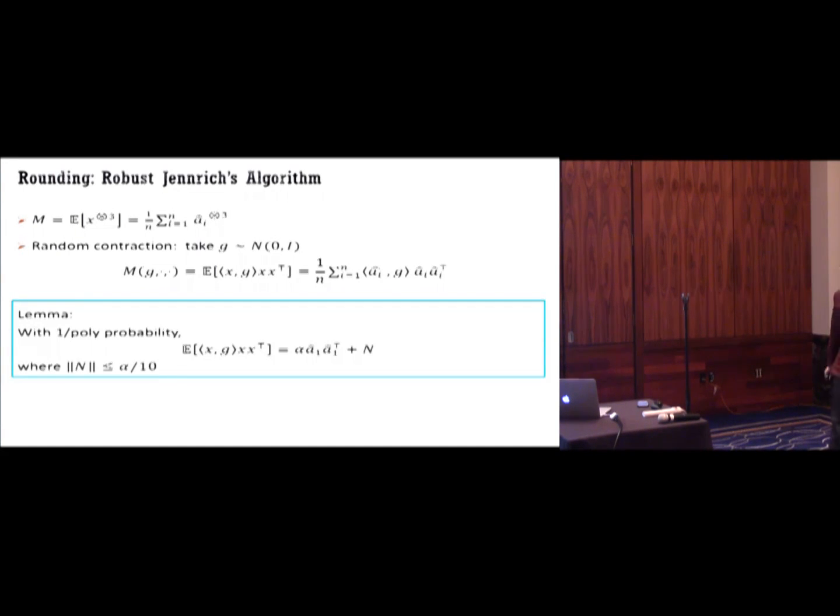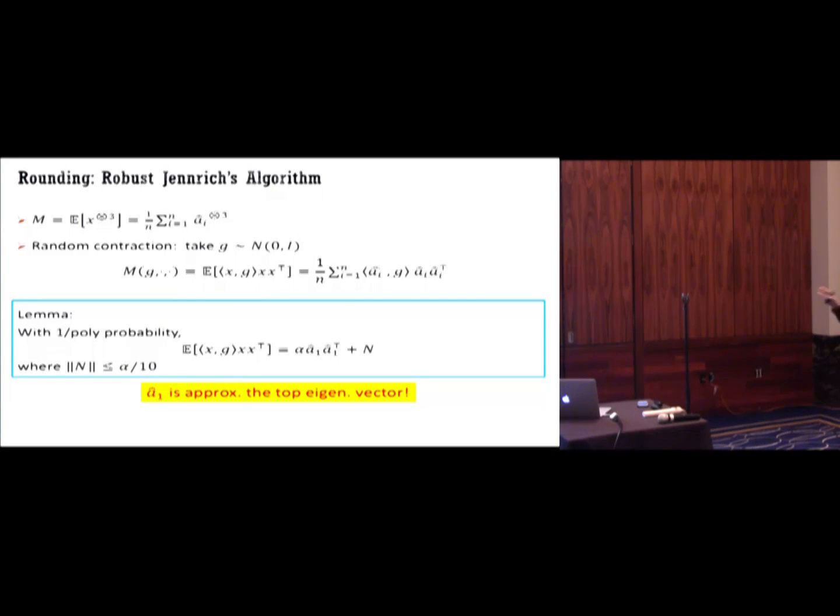So here is a simple lemma. With inverse polynomial probability, the expectation of this matrix has this form. The first term in this sum is the dominating term, and all the rest have spectral norm much smaller than the first term.